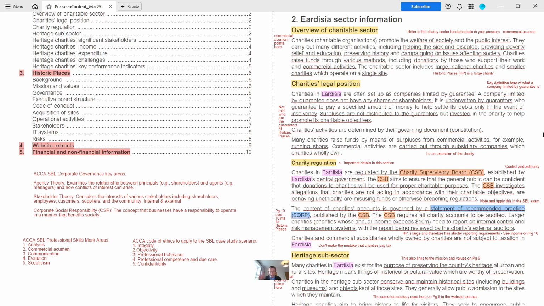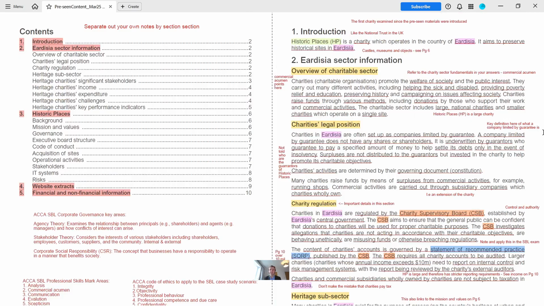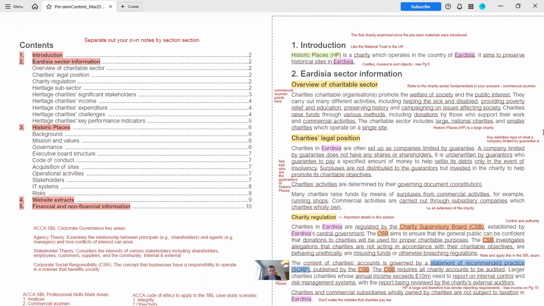But it's applying it to the scenario and applying it to the requirement that was set, and that is what is going to get you the marks on there. So make sure you've got those key factors down. Coming on to the first area now for the introduction.